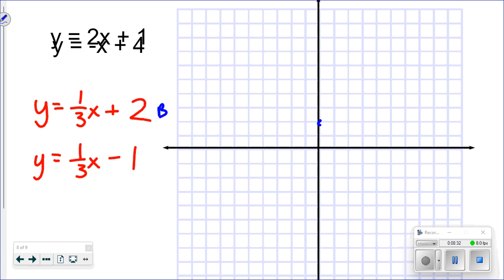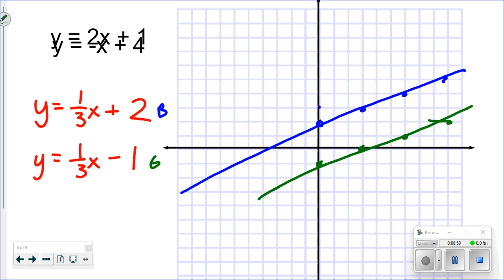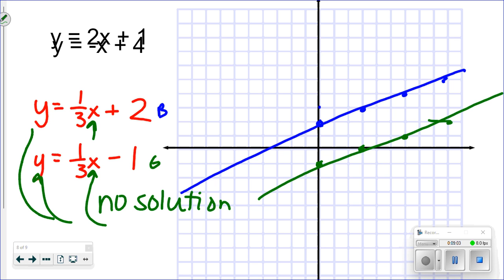So this would be 2, and then up 1 over 3, up 1 over 3, up 1 over 3. So my line's going to look like this for my first one. And I'll do this one in green. I'm going to start at -1, and then it's up 1 over 3, up 1 over 3, up 1 over 3. Okay, this is an example of 2 parallel lines. That means that there are no solutions for it. So there's no ordered pair. There's nothing I can put in for both of these that will give me the same number for y.